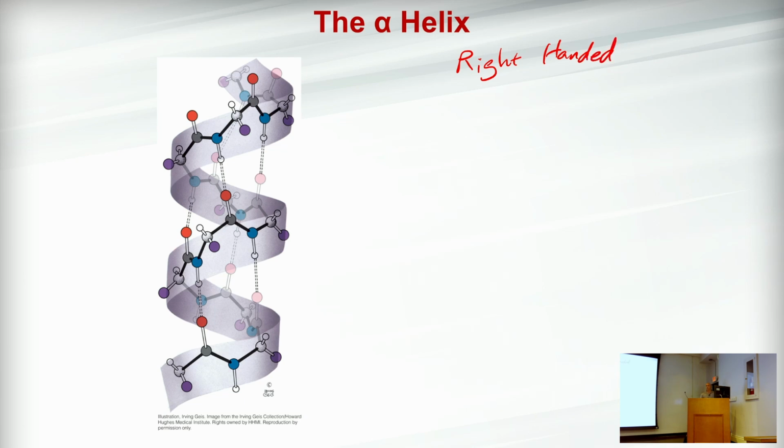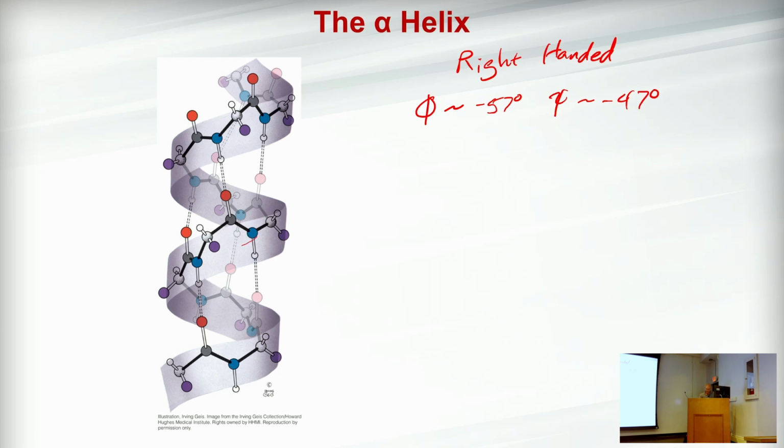Right-handed alpha helix. That means if you're looking at it like this, it curves up. It's like your right hand: if you point your thumb up, it's your right hand. It has optimal phi's and psi's. The phi is about minus 57 degrees, and the psi is about minus 47 degrees.